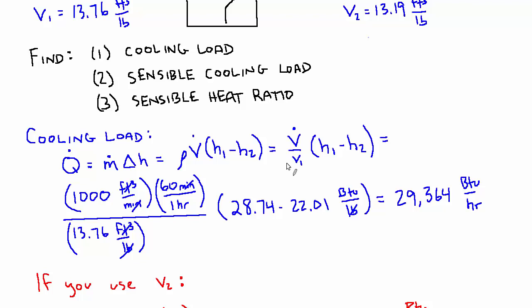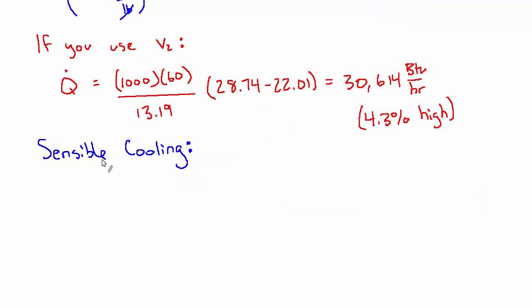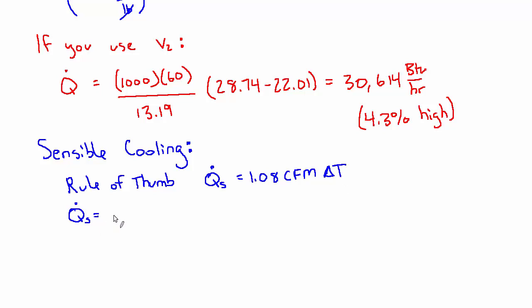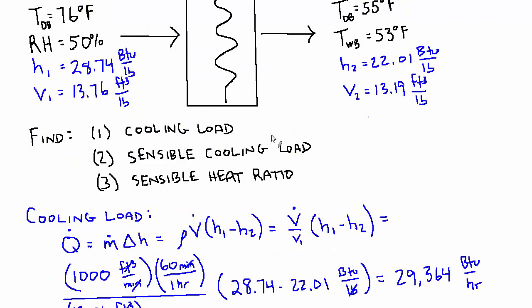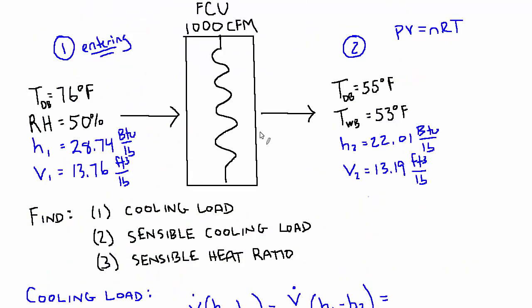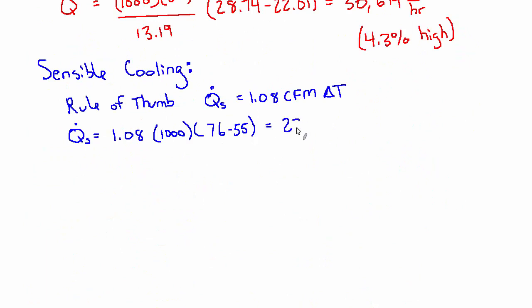All right, let's see what happens in the next one. Now we'll just look at the sensible cooling. So first of all, let's go to our rule of thumb, since that's the first thing most people go for, and see how that holds up. So our rule of thumb, as you are probably familiar with, is Q dot S, sensible cooling, equals 1.08 CFM delta T. So that being the case, we'll get 1.08 times 1,000 for this problem. And the delta T, this is just dry bulb temperature, 76 minus 55. And that gives us 22,680 BTUs per hour.